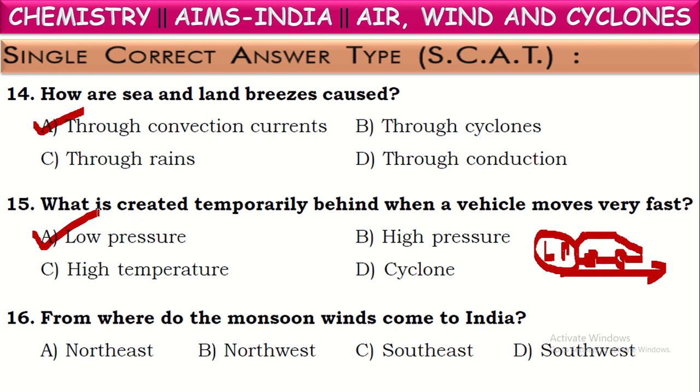Next, from where do the monsoon winds come to India? From where do those come? Generally, these monsoon winds come to India from the north east, from this direction. We know that in the north east direction, from the Himalaya side, winds come to India. Okay, monsoon winds come to India from the north east direction.